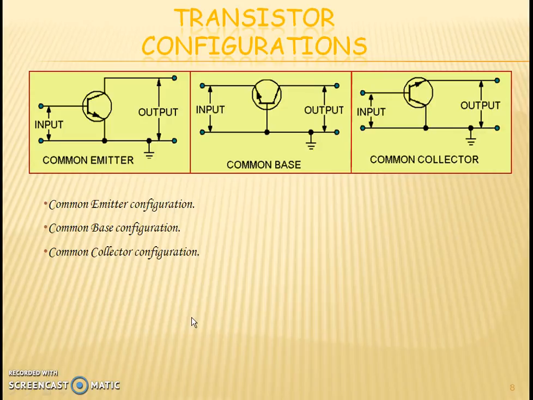So this was our today's discussion. In the next class, we will discuss the leakage current in a common base transistor, leakage current in a common emitter transistor, then DC current gain, AC current gain. Then we will also discuss the characteristics, that is the input and output characteristics of transistors for various configurations.